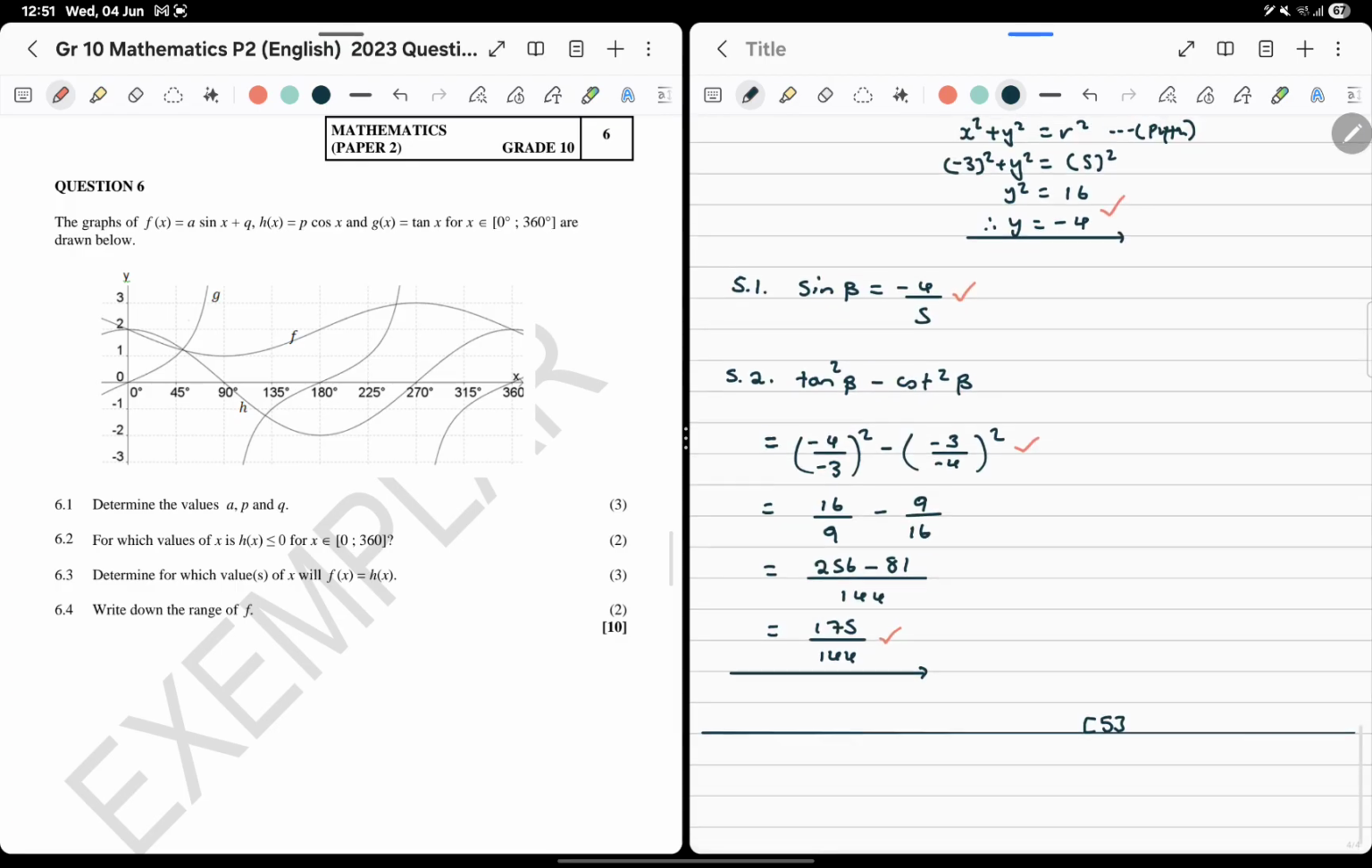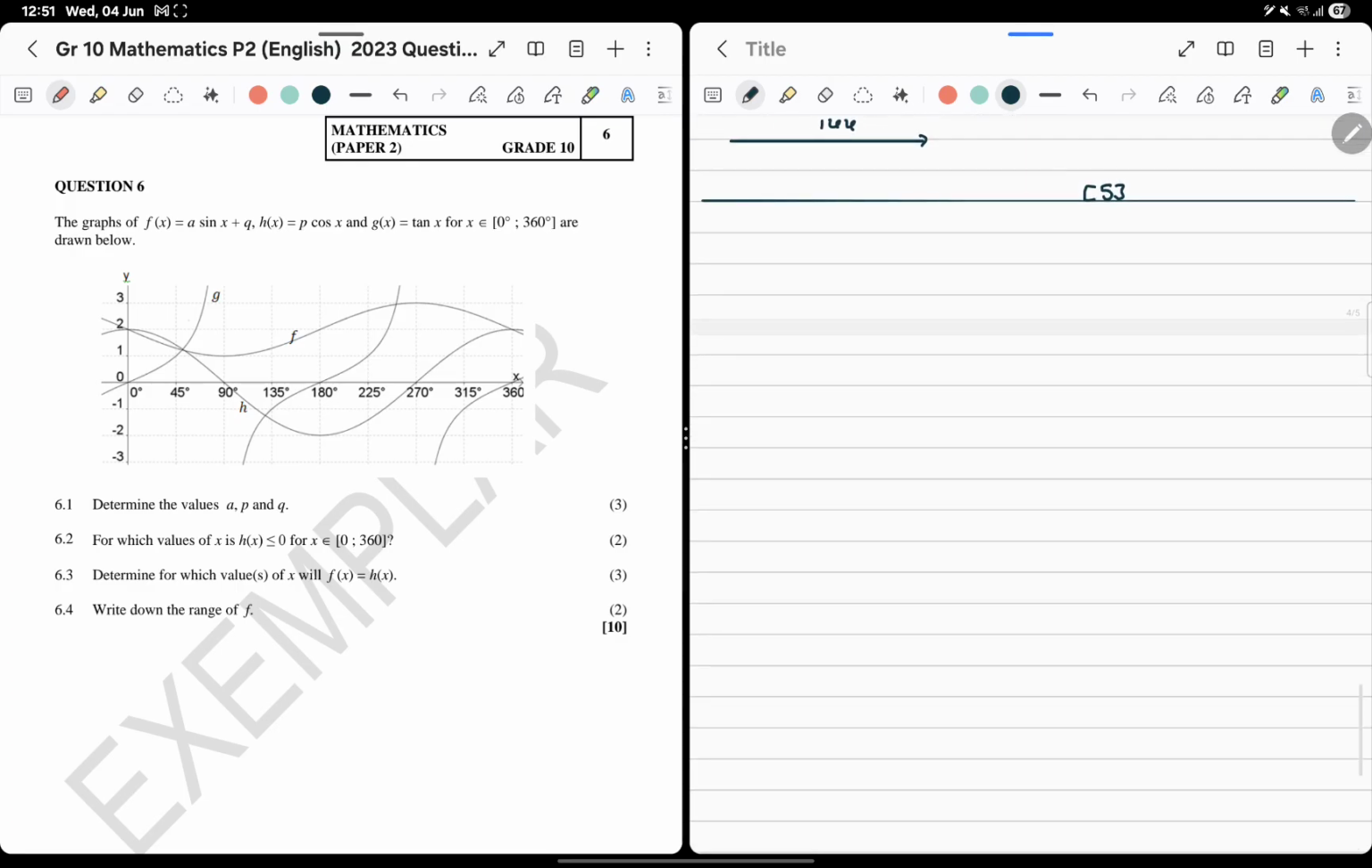Very nice topic that grade 10s need to master, because it just keeps getting better and better towards matric. Okay, we are given the graphs of f equals a sine x plus q. So a is giving us ideas about the amplitude, or maximum and minimum. And we've got q, which represents a vertical shift.